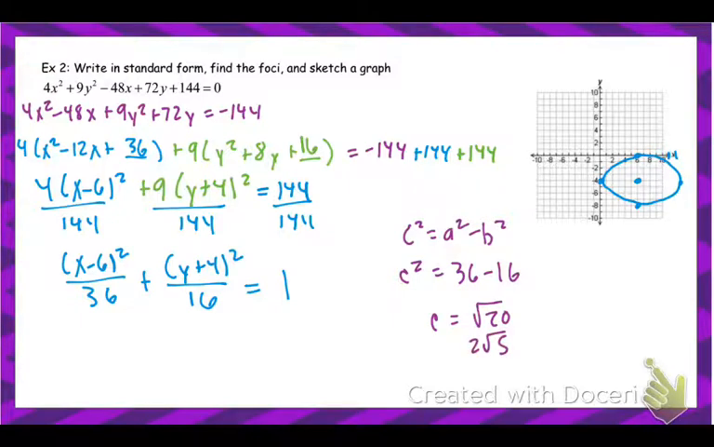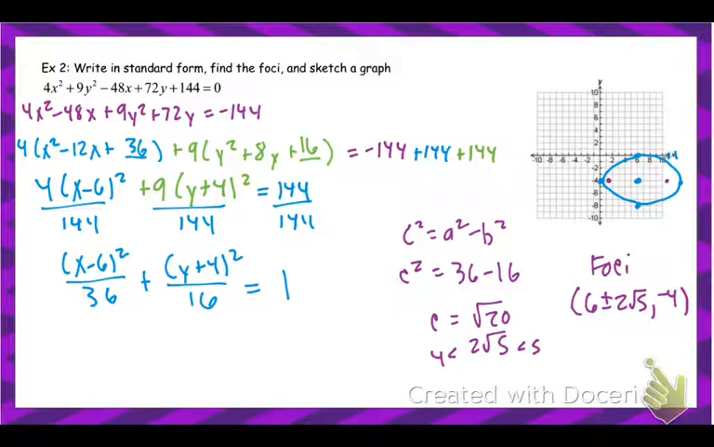Since this is a horizontal ellipse, we're going to change the x coordinate of the center. So I'm going to go from 6 plus or minus 2 root 5, comma, negative 4. If you had to graph this, I need to figure out about where 2 root 5 is. Well, 20 is in between 25 and 16, so this is going to be somewhere in between 4 and 5. So I would move about 4.5 away, and that can give you about where the focus is.